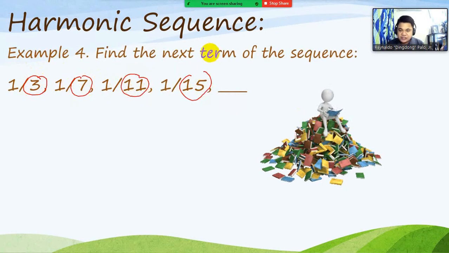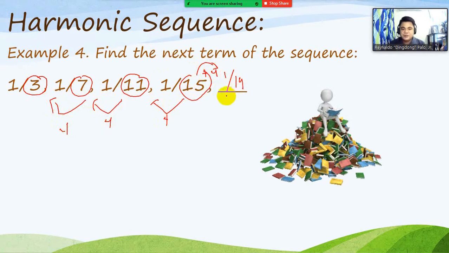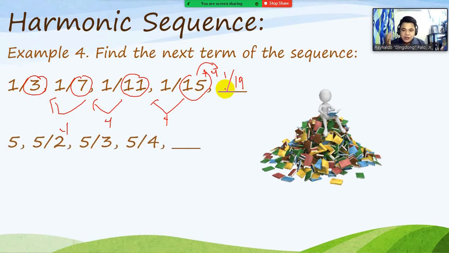So what do you think is the next term? Okay, subtract from right to left. 15 minus 11, so the common difference is 4. To get the next term, add 4 to the denominator. So the answer is 1/19. So that is the next term of the sequence. Again, it is related to arithmetic sequence. You have to follow the rules of arithmetic sequence in terms of the denominator.